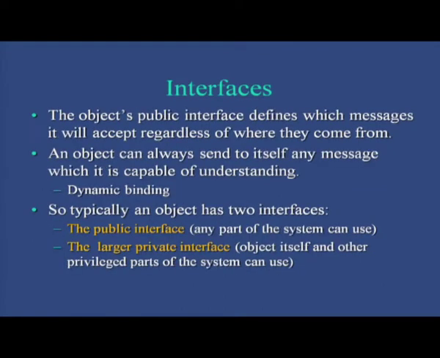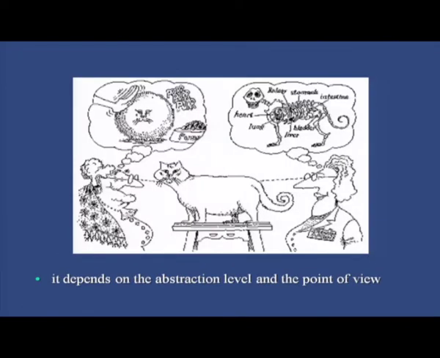Interfaces: the object's public interface defines which messages it will accept regardless of where they come from. An object can always send to itself any message. So, typically the public interface any part of the system can use, the larger private interface the object itself and other privileged parts can use. So, certain things are public, certain things are private, certain things we can change. The level of abstraction, the point of view, is completely different.